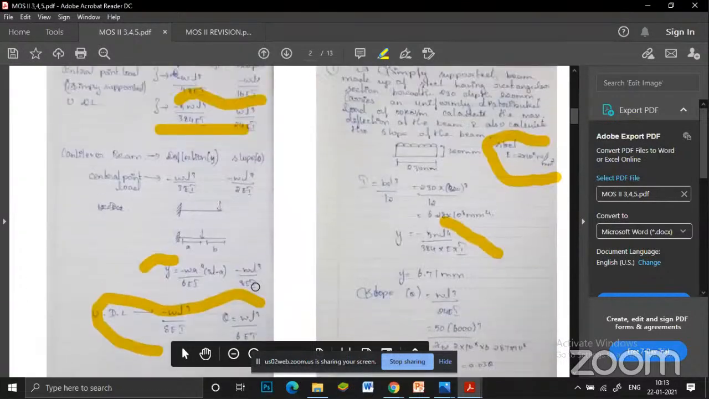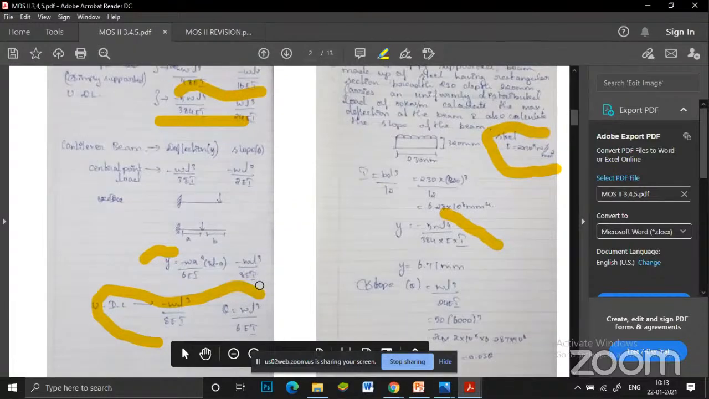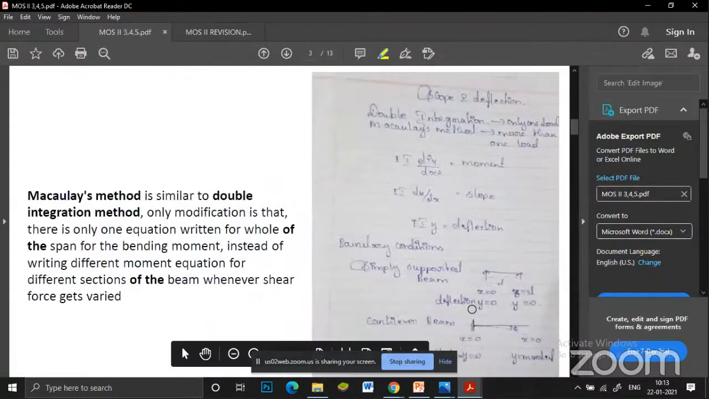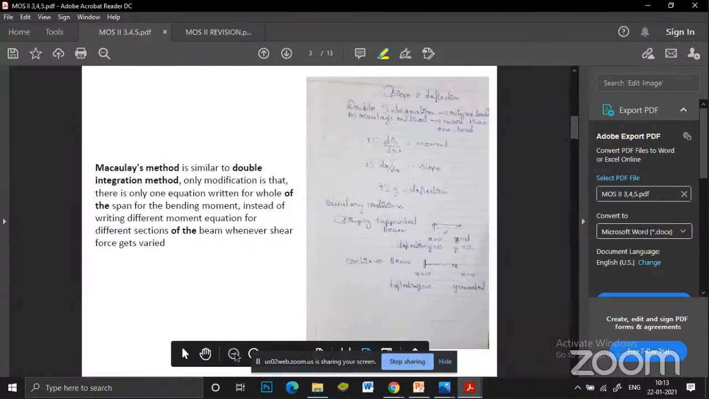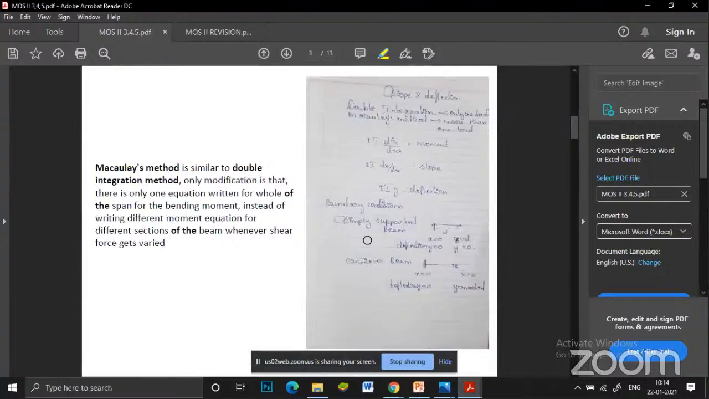Okay, this is the slope and deflection at a point. The next one is double integration and Macaulay's method. What is double integration and Macaulay's method? Both are similar. The simple difference is that in Macaulay's method, for bending, we take the moment for the whole span, in one equation. In case of the integration method, for a particular section we will cut the section.